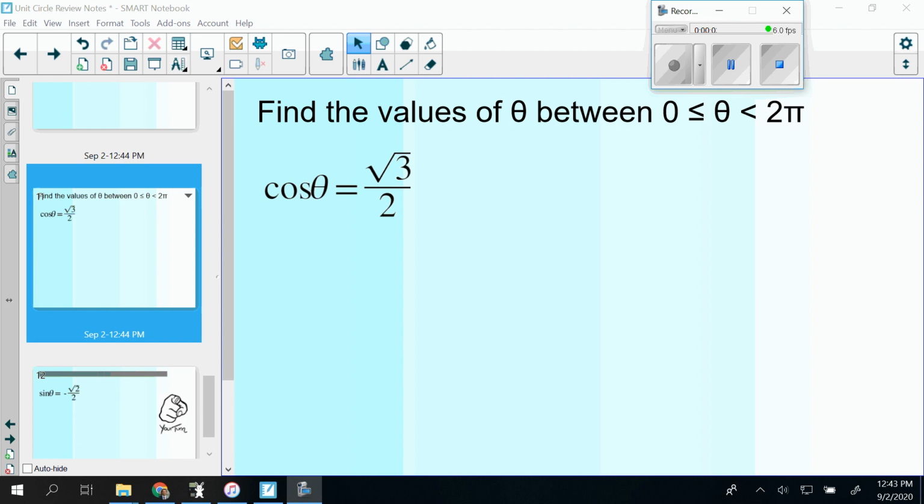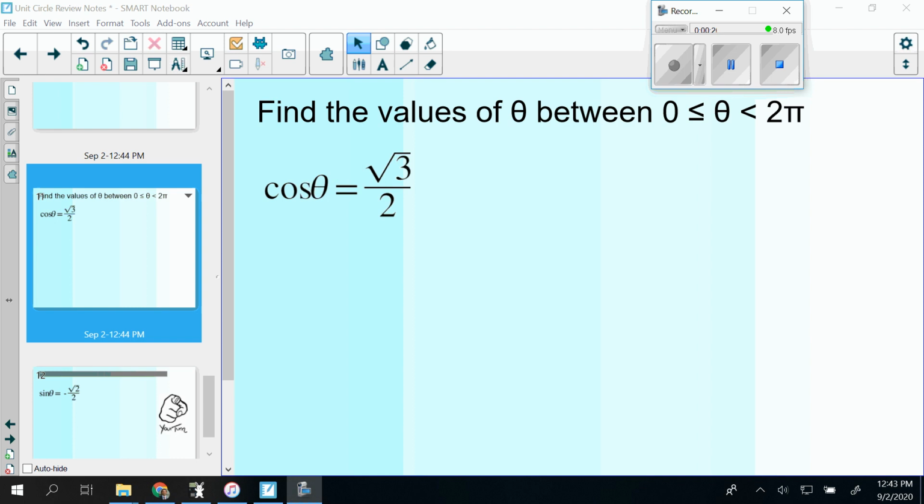All right, this problem, they want us to find all the values of theta. So that's talking about an angle between 0 and 2 pi. So we're looking at radians here. And they want to find the angle where cosine of that angle is equal to square root 3 over 2.